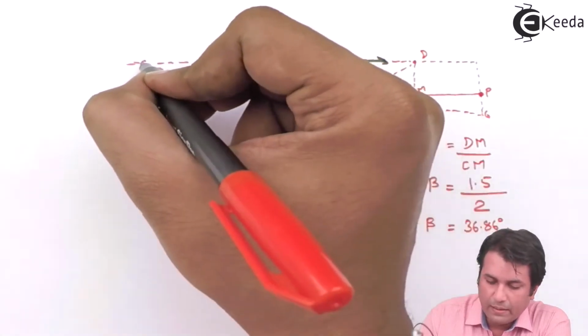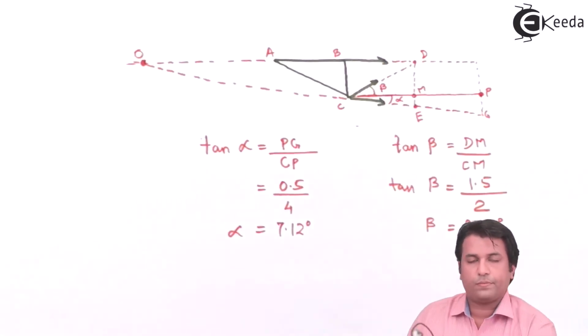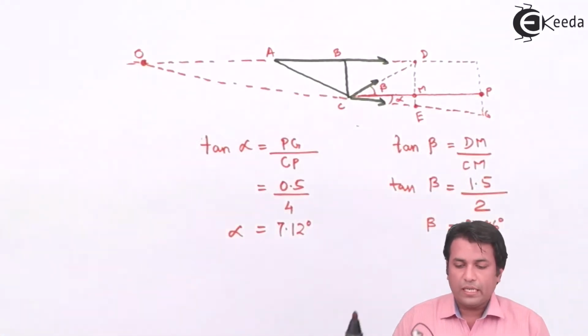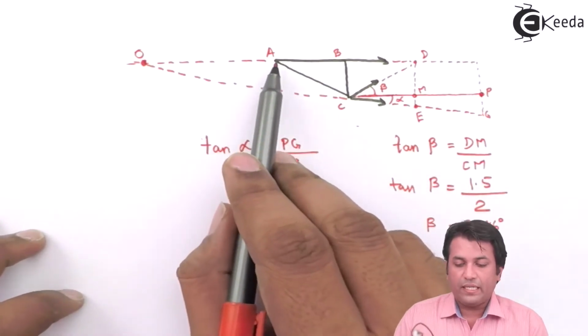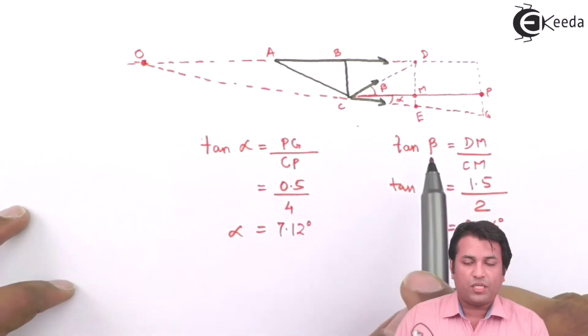Suppose they meet at some point O. So what I need to do is find out this distance. If I can find out this distance, then I can do the calculations easily.